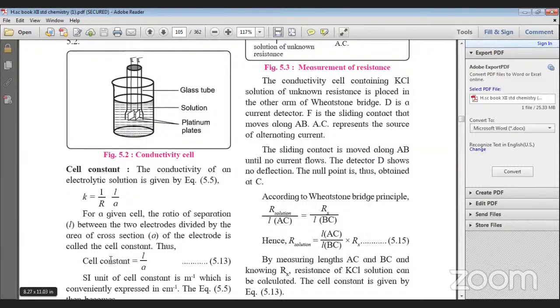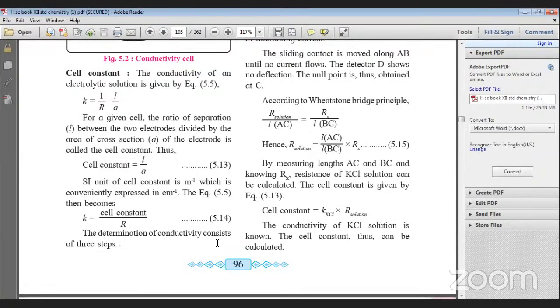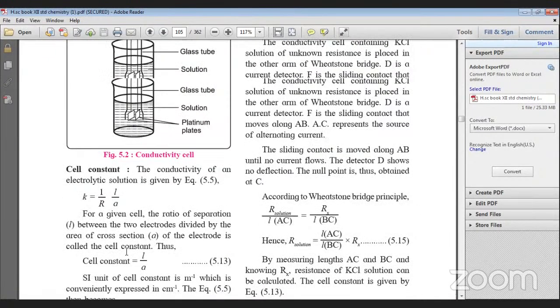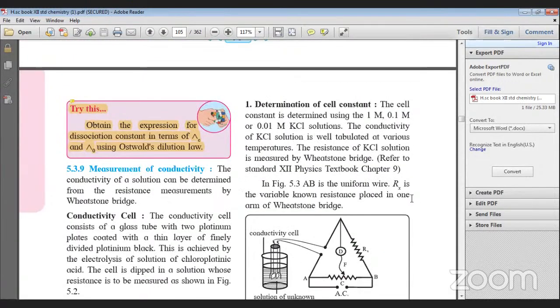So what is the cell constant? L upon A. Now we will replace this L upon A and write cell constant. So conductivity is equal to cell constant divided by R. Determination of conductivity consists of 3 steps. So let's see how we can measure the conductivity of any unknown solution. Determination of cell constant. So first we have to determine the cell constant.